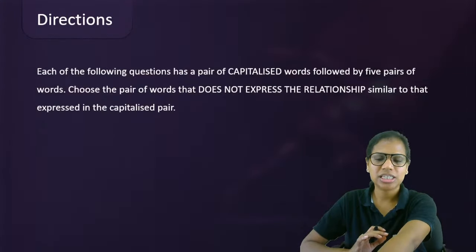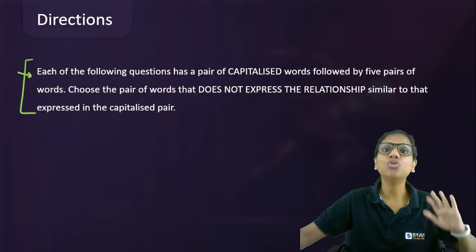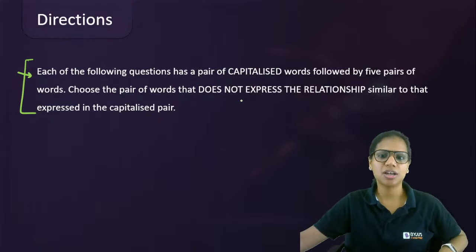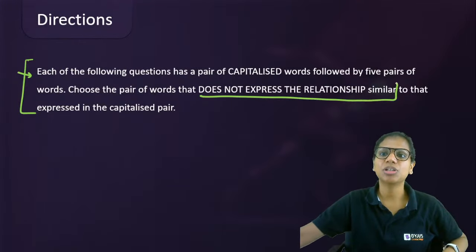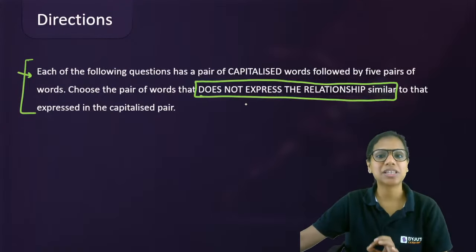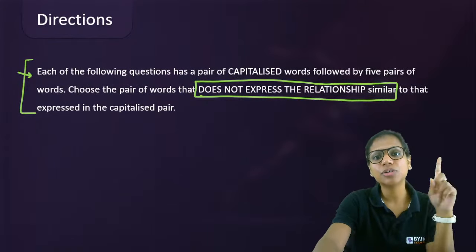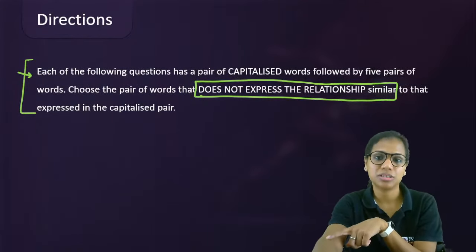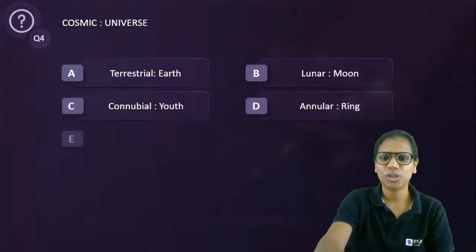So some questions of analogy can be vocabulary intensive. Now, this is a unique type of analogy question. You may get this and that's why we are covering it. Choose the pair of words that does not express a similar relationship. I have capitalized this also for you. Now, the previous ones we were looking for similar. Here, dissimilar. Okay, that's the difference. So you may get such questions in the exam and that is why we are doing this.